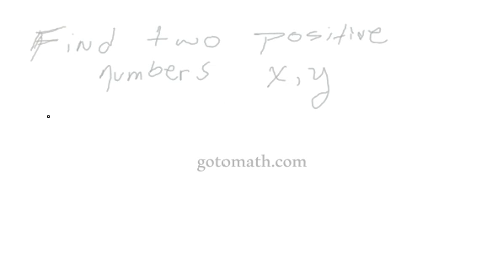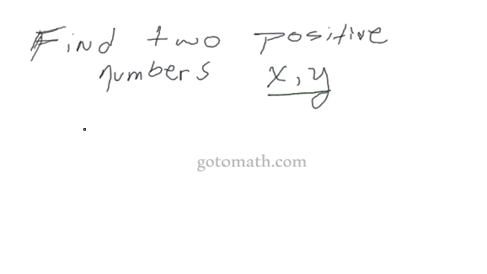Anyway, we're going to find two positive numbers, and we're going to let these two numbers be x and y. Alright, we darkened it up a little bit. So we're finding two positive numbers, and we're going to call them x and y.